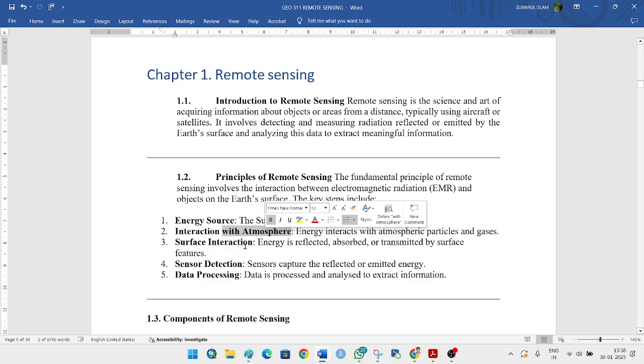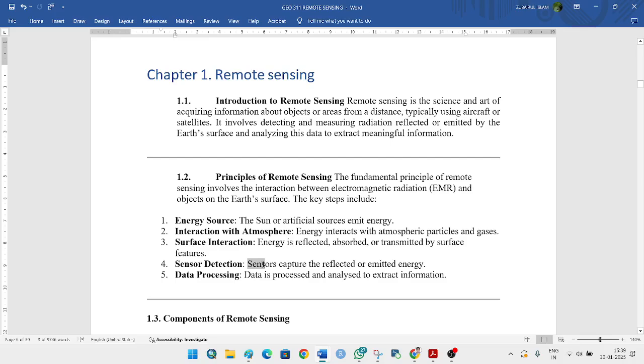Then comes the surface interaction. Whatever is there on the surface of the Earth, whether plants, maybe in the form of trees or some other type of vegetation, water, sand or snow, or another barren area, all these objects have different interactions with the sun's energy radiation or another kind of energy, maybe microwave energy. So for remote sensing, we need to know how energy interacts with different types of objects.